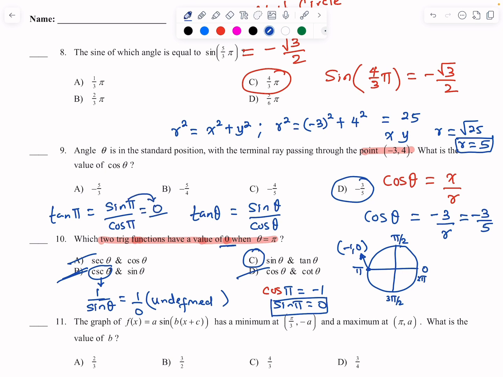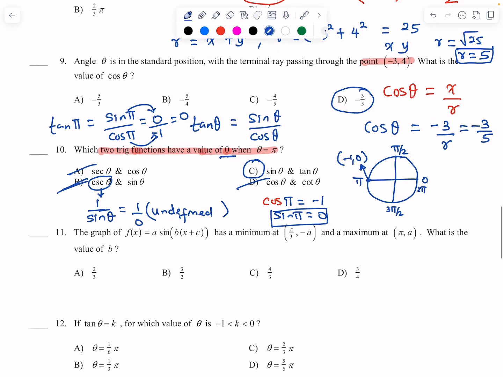Which means this one already is 0, and then this one, already from the unit circle, is negative 1, right? So that one is negative 1, and it will still give me 0. So that's why that option is right. Now let's go to question 11.